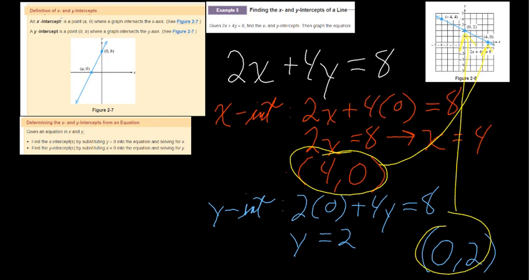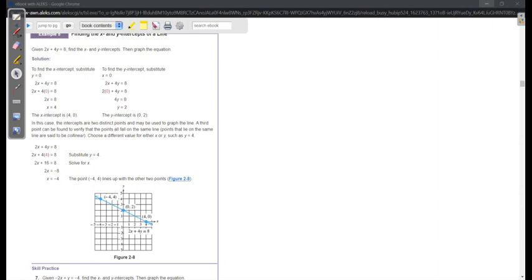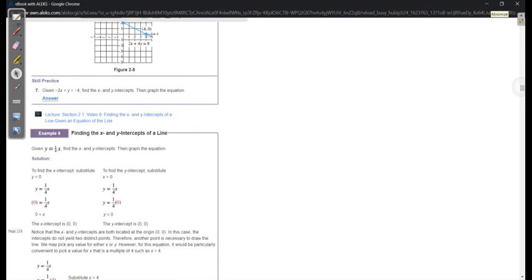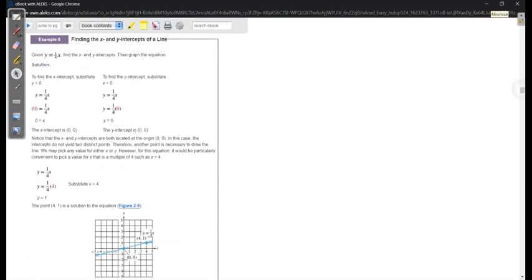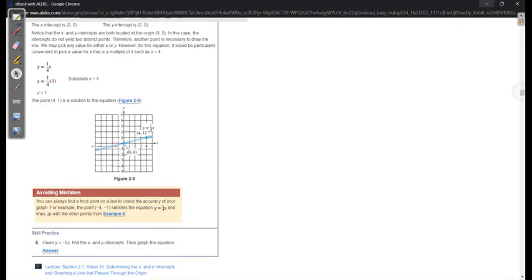In this particular case, I'm sure it explains why in the textbook they had this other point, but you really only need 2 points to create a line, right? And that's what we did. We found the 2 intercepts, and we created that line. Same procedure there.